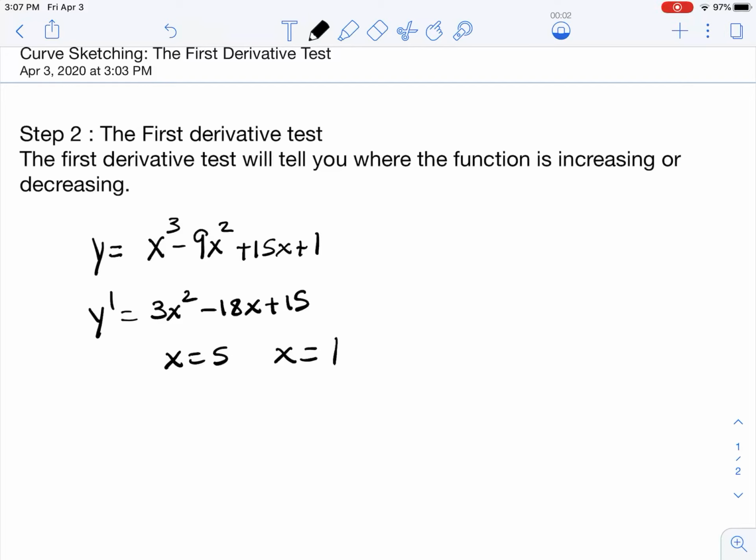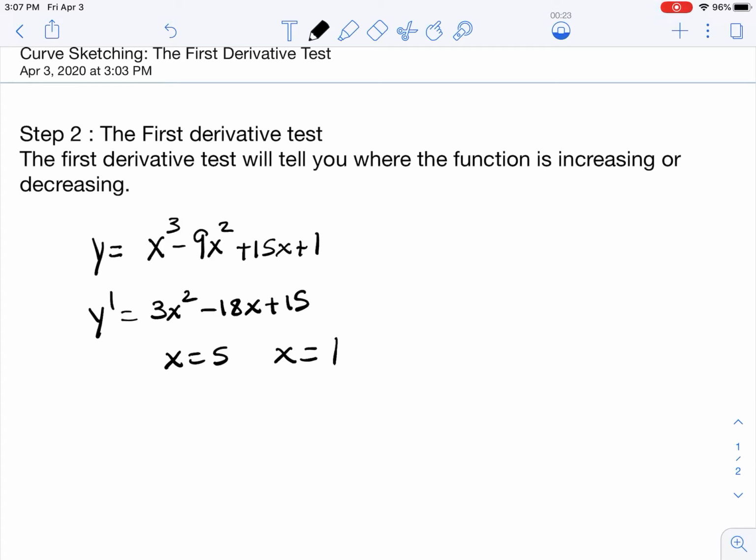Okay, so welcome to video 2 in the series on how to use the 5-step graphing algorithm to graph a function. So in this one, we're going to look at the first derivative test. Basically, the first derivative test is going to tell you where the function is increasing or decreasing. So when's the function going up and when's the function going down.